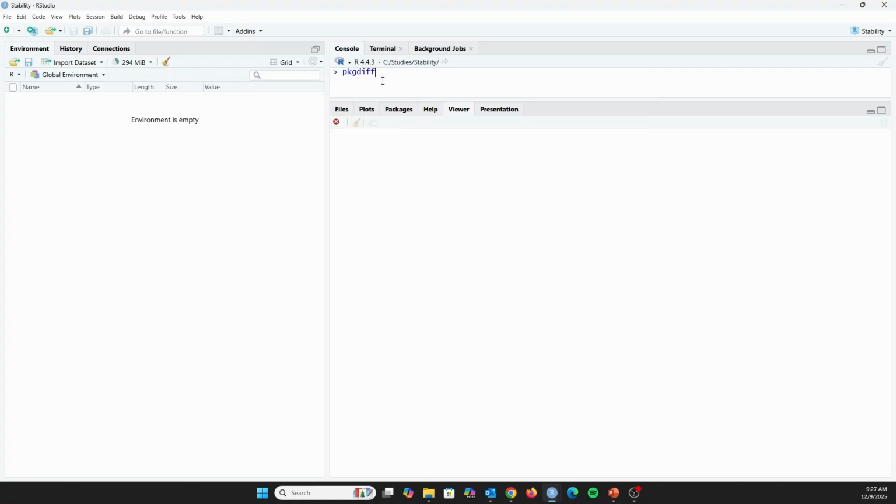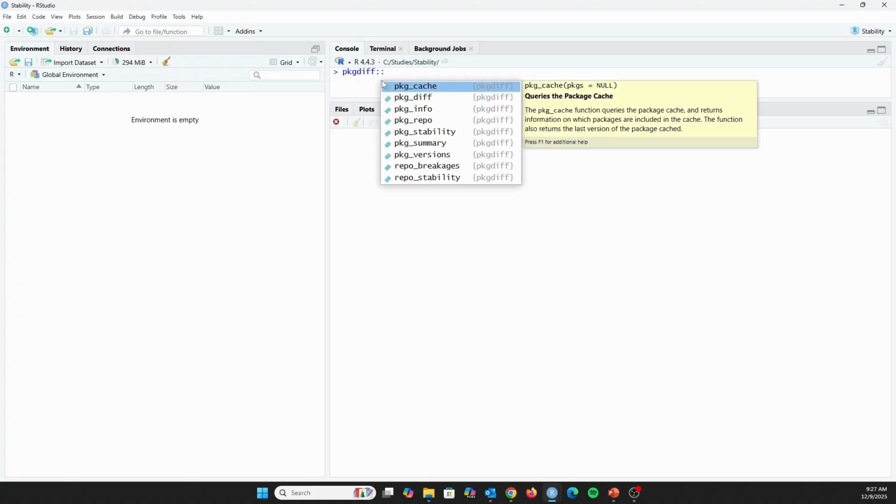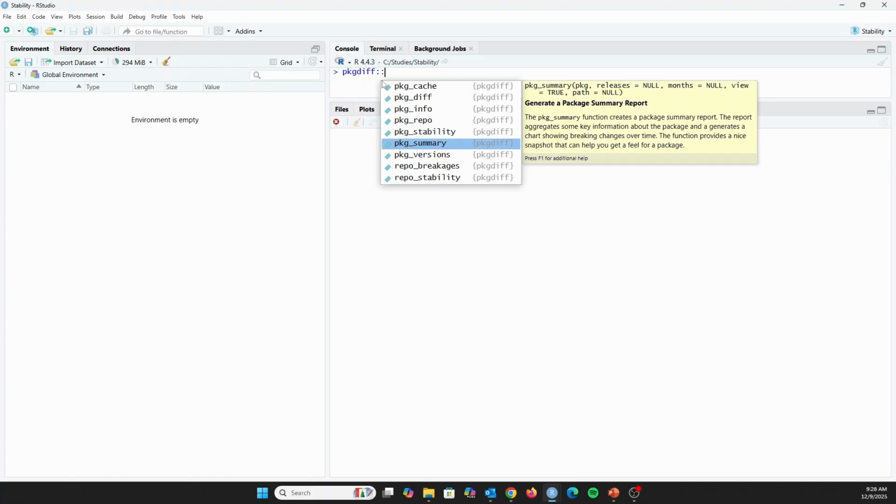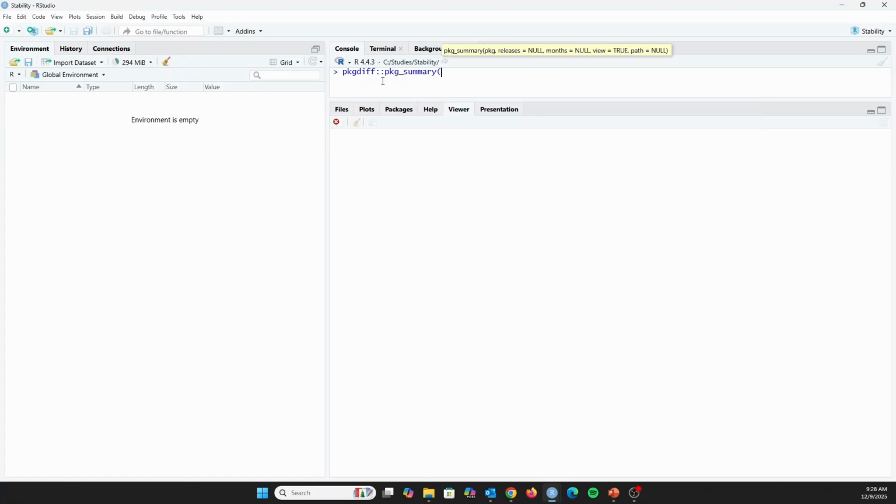Here's the package, pkgdiff, and what this package does is collect information on packages. It goes out to the CRAN archive, pulls down archived versions of packages, and compares them, and collects data on those comparisons. And so what I'm going to show you is a function called package summary, and let's just run this on a very popular package in the Tidyverse called Tibble.